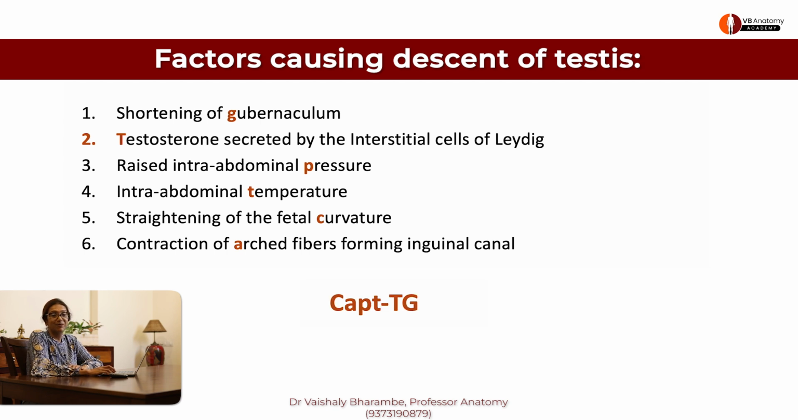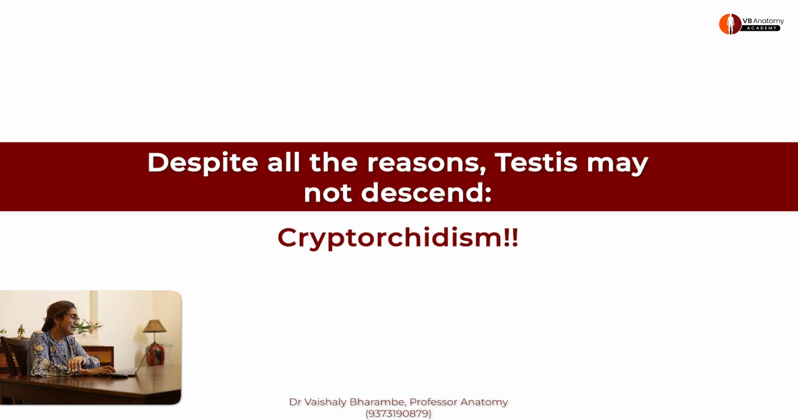Capped TG. I don't know if it helps you, use the mnemonic if it works for you. Right. So despite all these amazing methods, something can go wrong. And that something is what results in cryptorchidism. Testes may not descend. Okay.